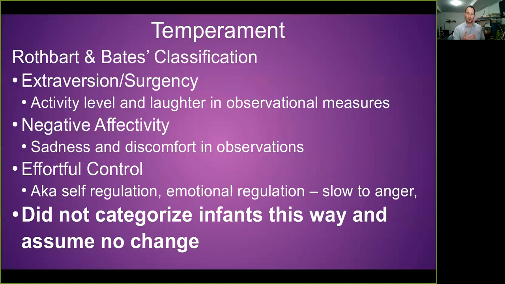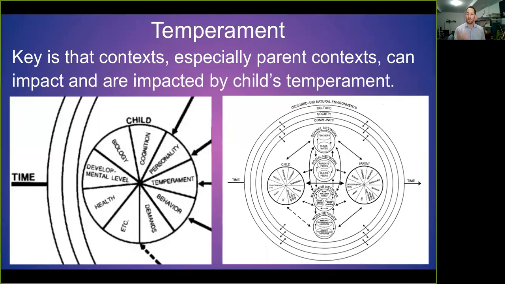So in more recent times, we realized that, well, depending on the context, depending on the new interactions with parents, if a parent, say, had some postpartum depression, but then got treatment for that, they might now be interacting with the child differently. So the child might now have a more easy temperament or have that more extroversion and surgency as their classification. The key is that any kind of context, especially parental context, so the parental settings, can impact and are impacted by the child's temperament. So the temperament of the child will affect how the parent interacts with them, and the child and the parent interacting will then affect the child's temperament.